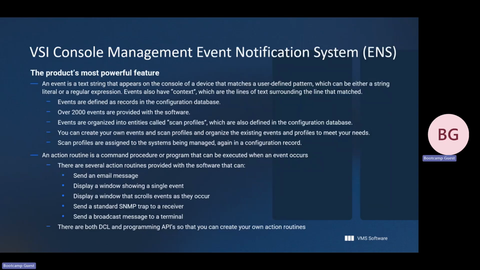Now, I'm really running out of time here, but this is by far the product's most powerful feature. Basically, an event is a text string that appears on the console and matches a user-defined pattern. That can be either a string literal or a regular expression. Events also have context, so you have lines of text around it that mean something. For example, you see security alarm on and you capture that, right? But there are many additional lines of text in that message that came across. You define that using context.